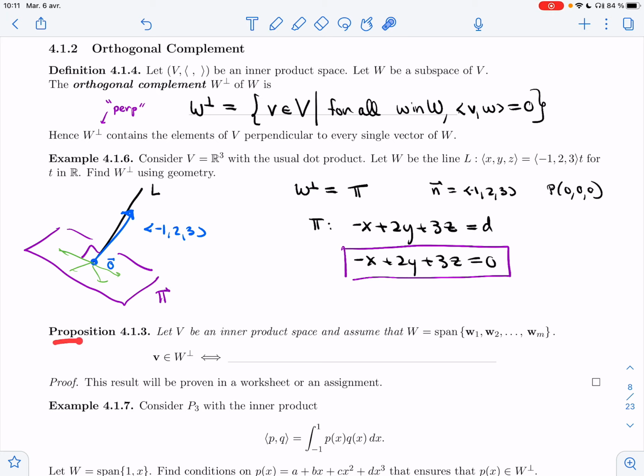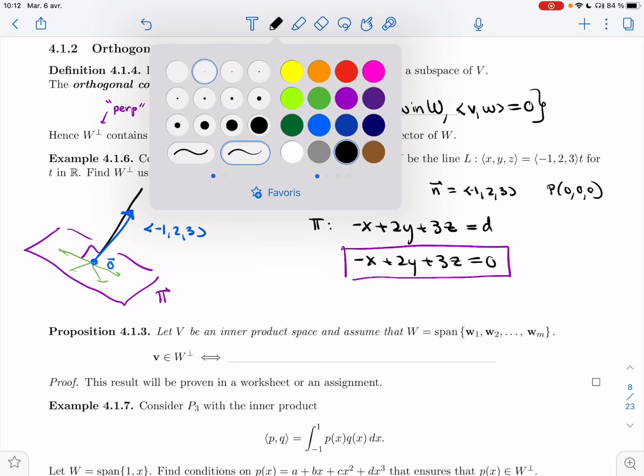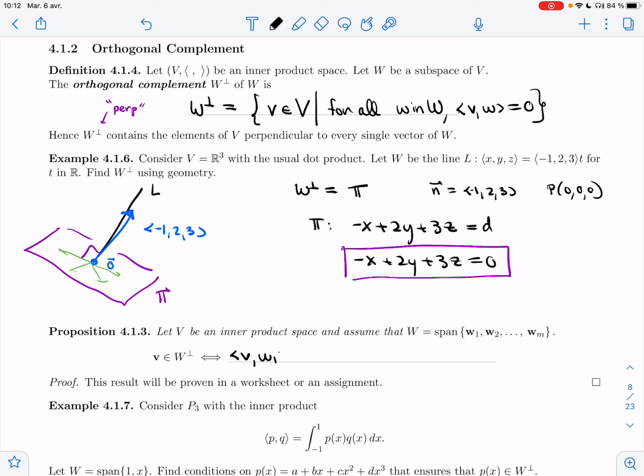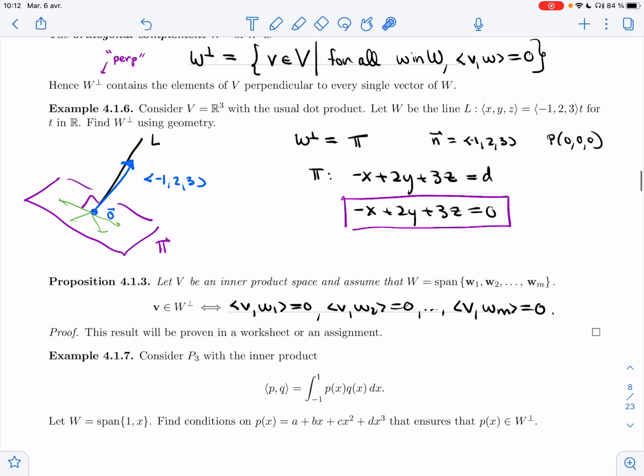All right. Proposition 4.1.3, let V be an inner product space and assume that W is the span of w1 up to wm. So in our case, we would need just a single one. v is in W perp if and only if, you don't need to check that v is perpendicular to all of W. You can only check these generators and that would be enough. So I'm going to check that v·w1 is 0, that v·w2 is 0, and so on up to v·wm. This result will be proven in a worksheet or an assignment. It's not so hard.